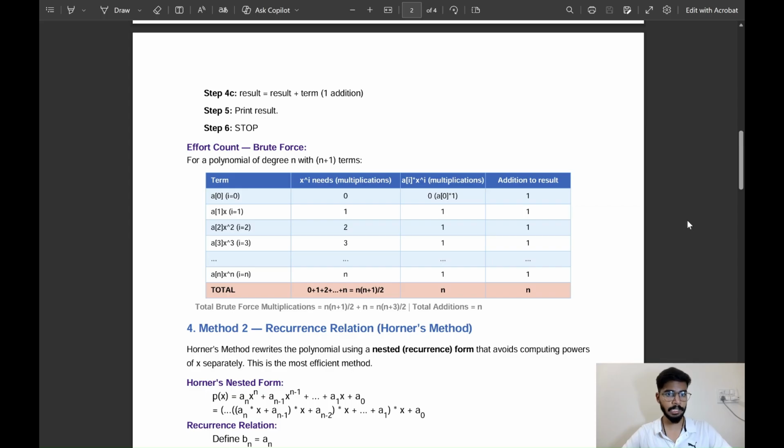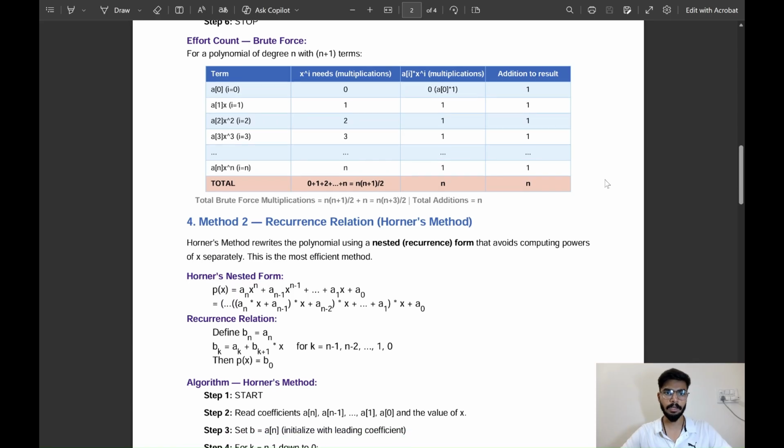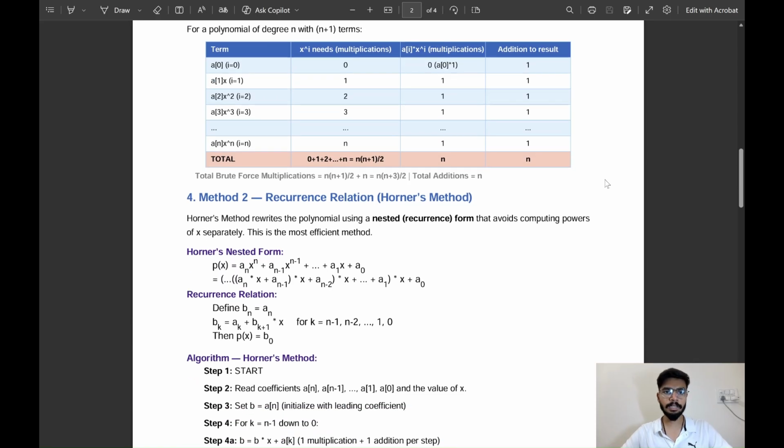Now we will see the effort count of this brute force for a polynomial of degree n with n plus 1 terms. In our table, the term x to the power i needs multiplications, a_i times x to the power i needs a multiplication, and adding to the result needs an addition. Then this is our total table down here.